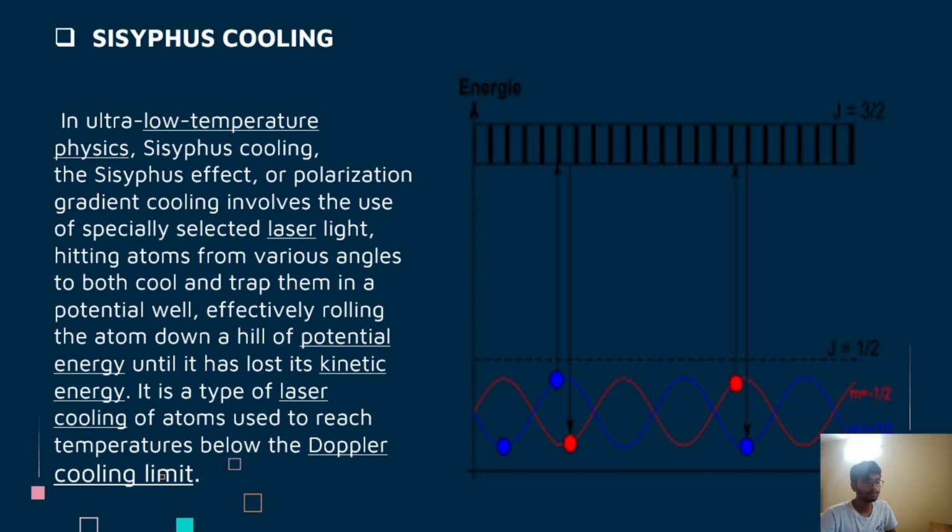The second method is the Sisyphus cooling. In ultra-low temperature physics, Sisyphus cooling and the Sisyphus effect or polarization gradient cooling involves the use of specially selected laser light, hitting atoms from various angles to both cool and trap them in a potential well, effectively rolling the atom down a hill of potential energy until it has lost its kinetic energy. It is a type of laser cooling of atoms used to reach temperatures below the Doppler cooling limit.